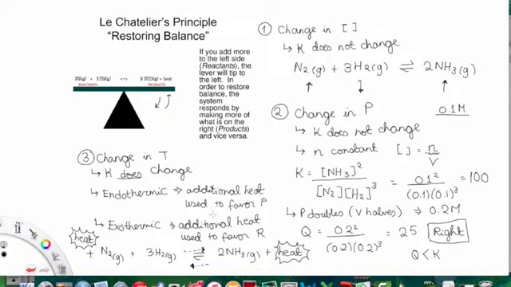I hope that now you understand these 3 different parameters and how Le Chatelier's principle is always going to try to minimize the effect of changes in an equilibrium reaction.